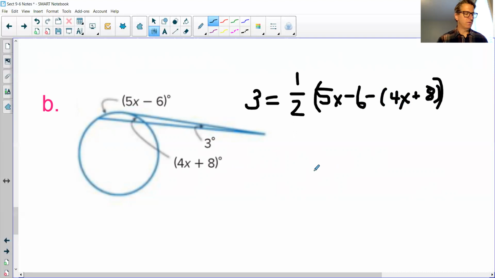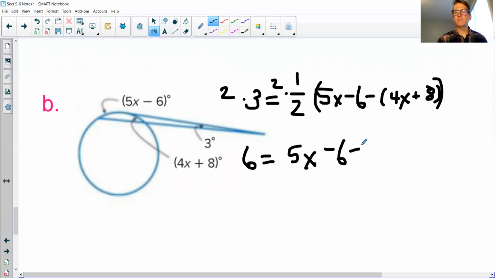Okay, so let's first take care of this 2. Let's get rid of the 2. Multiply both sides by 2. And you end up with 6 is equal to 5x minus 6. Now let's walk through this together. 5x minus 6, and we're going to subtract the 4x, and we're also going to end up subtracting the 8.